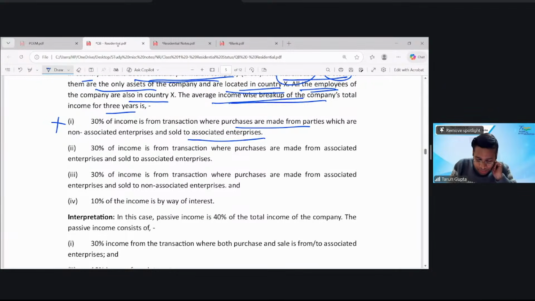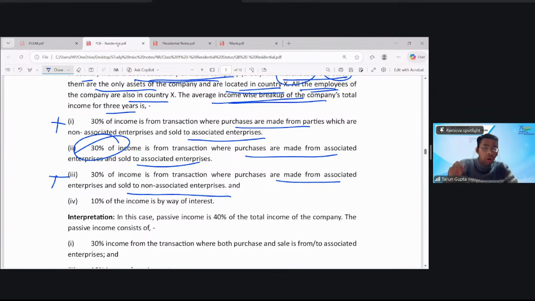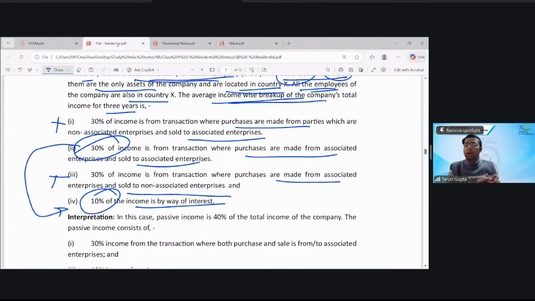30% of the income is from transactions where purchases are made from associated and sold to associated. So this is my passive income, where purchase is from associated and sales is to associated. 30% of income is from transactions where purchases are from associated enterprise and sold to non-associated. Even this is not passive income. 10% of the income is by way of interest. I am not a banking company, so this is a passive income. So out of 100% income, I have 40% income which is passive, which is 50% or less. So I qualify all the conditions. Therefore, I am doing active business outside India.